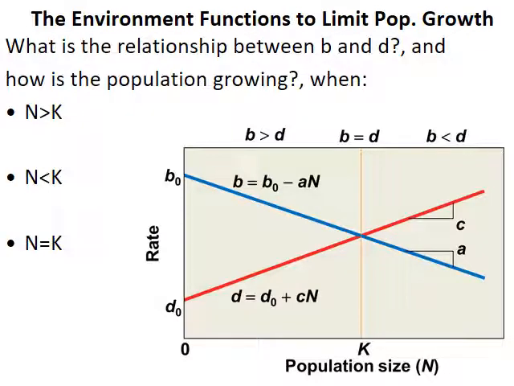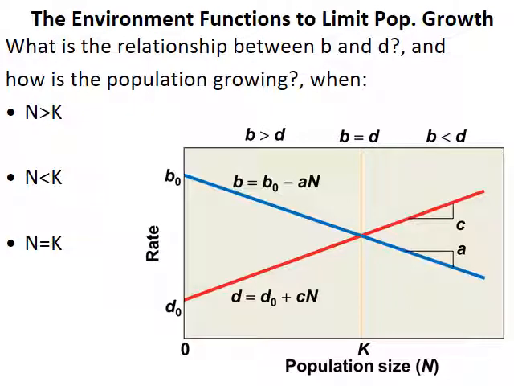This means that when we are in the area where birth rate is greater than death rate, in other words where N is less than K, population size is going to increase up to K. On the right side of this graph, where birth rate is less than death rate, N is greater than K, and the population size is going to decrease down to K. And when N equals K, our birth rate is equal to our death rate, and our population is neither growing nor shrinking. It's staying at K, at this equilibrium point.